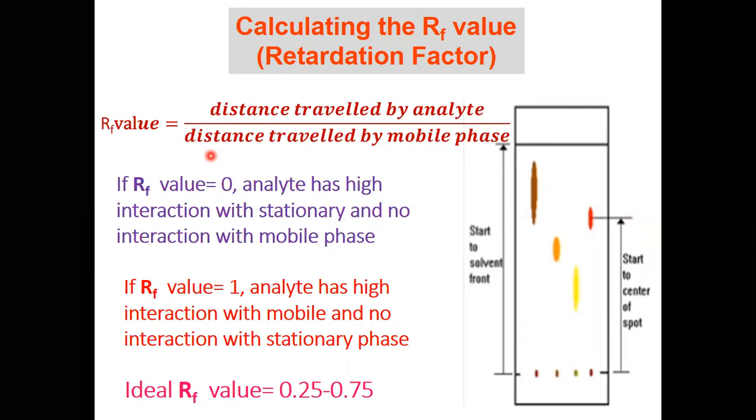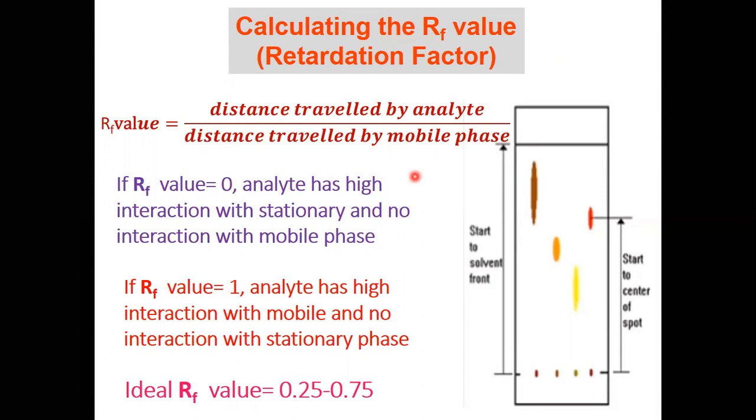Mobile phase always travels the maximum in case of thin layer chromatography. Samples cannot travel more than the mobile phase. Sometimes sample can travel equal to the mobile phase but not more than the mobile phase. RF value can never be greater than 1. If it is greater than 1, that means the distance traveled by the analyte is greater than the distance traveled by the mobile phase.